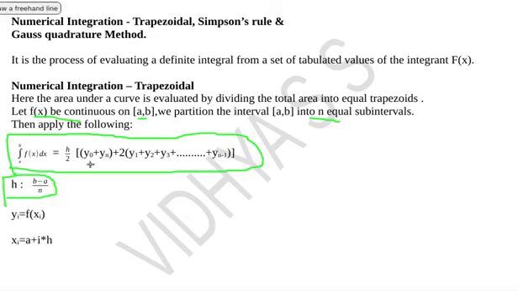Then we need to calculate each y, that is y0 to yn. Each yi will be equal to f of xi. We can find the value of xi as a plus i into h, where a is the lower limit, and for x0 i is 0, for x1 i is 1, for x2 i is 2, etc., and h is upper limit minus lower limit divided by n. That is, we are dividing this interval into n equal subintervals, so we are using n here.